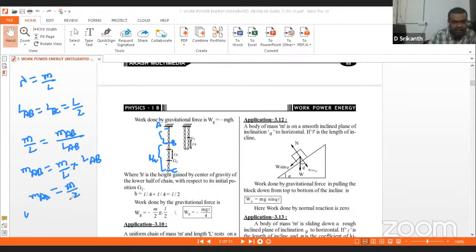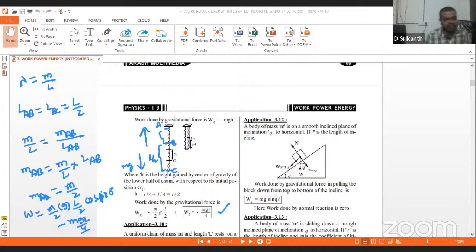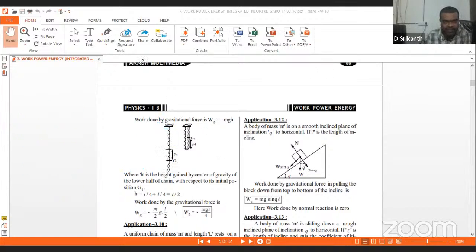So work done in pulling the chain: I am pulling the chain, displacement is upwards and mg is acting downwards. So m by 2 into g, displacement L by 2. Since force and displacement are in opposite directions, the angle between them is 180. So minus mgL by 4. Like this, we have the applications. We'll see the next application.